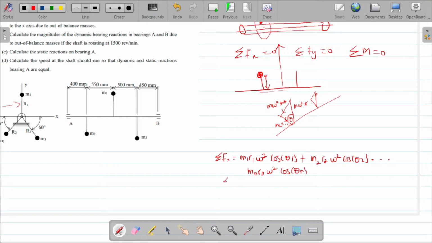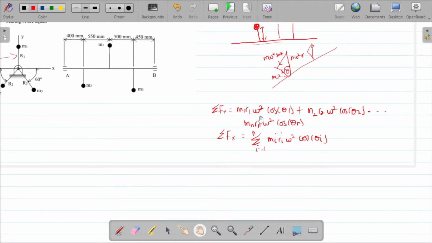So this means I can put it in a single expression: the sum from i equals 1 to n of mi ri omega squared cos theta i. Meaning if i is 1, I'll put it here and I'll have this. If i is 2, I'll have this, then I'll be adding them. It is the same for the y. So the sum of forces in the y will be equal to the sum from i equals 1 to n of mi ri omega squared sine theta i.